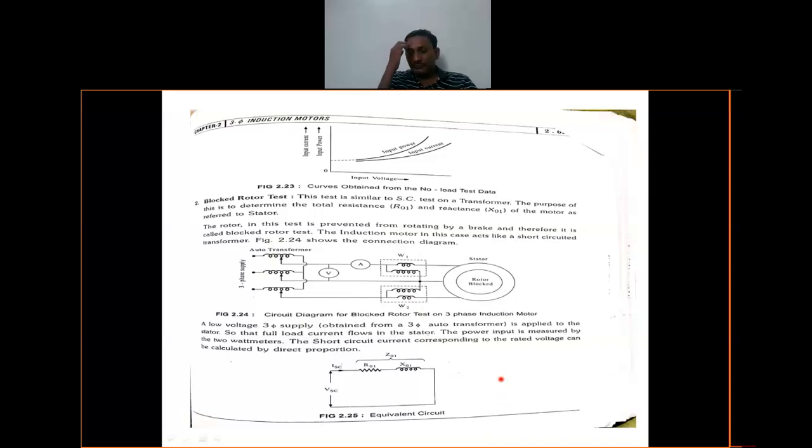Now note down the readings of the voltmeter, ammeter, and two wattmeters W1 W2, with the rotor blocked.